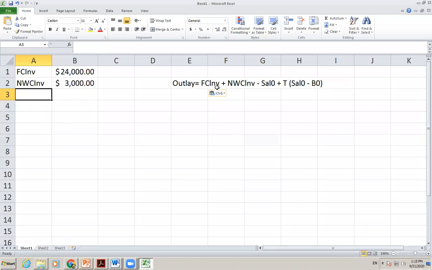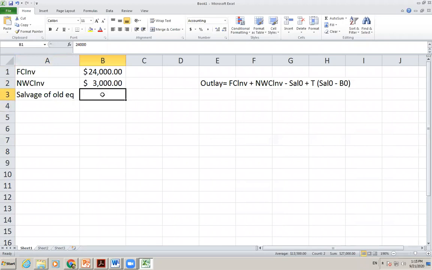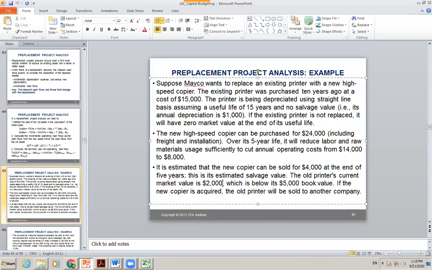So fixed capital investment here, net working capital investment here. Now salvage value of old equipment. I mean the selling price, the cash proceeds from selling the old equipment. So we are selling for $2,000. It's here for $2,000, the market value, because even though the book value is $5,000, we will not be able to sell it for 5. We will be able to sell it only for $2,000. So there is a loss of $3,000.